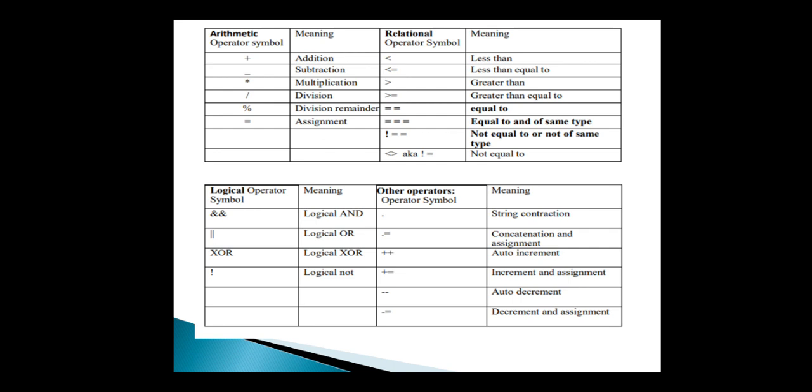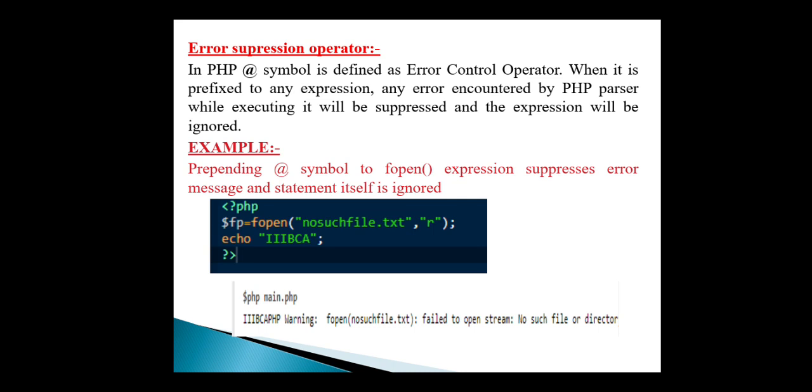Okay, so next, the additional operators had been added into PHP. Under that, first one is the error suppression operator. In PHP, the at symbol is defined as the error control operator. When it is prefixed to any expression, any error encountered by the PHP parser while executing it will be suppressed and the expression will be ignored. So for the error suppression operator we will be using the at symbol.